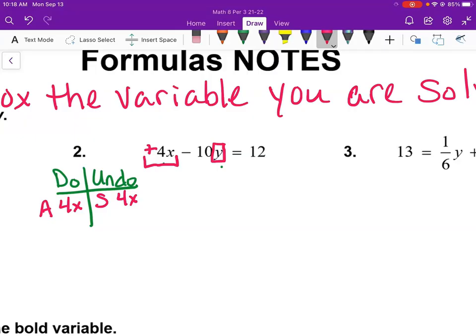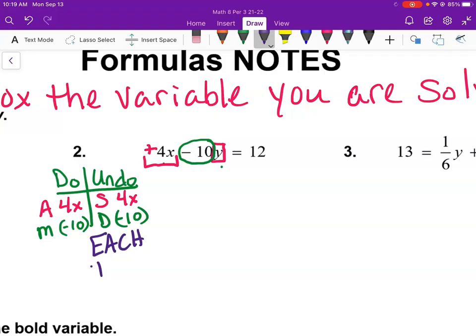Okay, here's a little tricky. What's going on here? This is negative 10 times y. So we're multiplying by negative 10. So we undo that by dividing by negative 10. Now, you need to get into the habit of understanding when it's divide, it's going to be each term. This is super important. Okay, so go ahead, do the steps, sad meep.